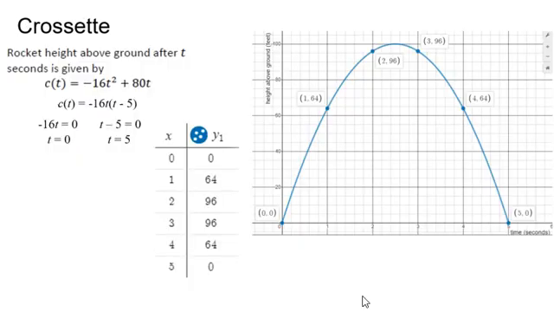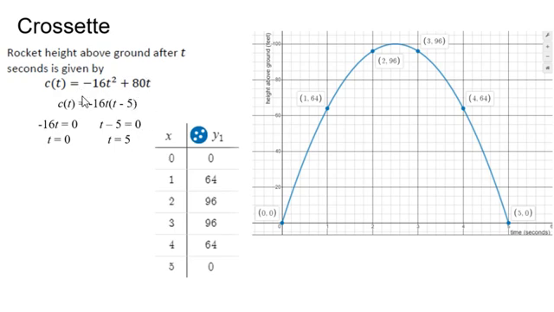If we look at the second firework, this one is Chrisette, and they gave us this information right here. The rocket height above the ground after t seconds is given by this equation. So they tell us that the acceleration due to gravity gives negative 16 t squared. The velocity is 80, and so our second term is 80 t.